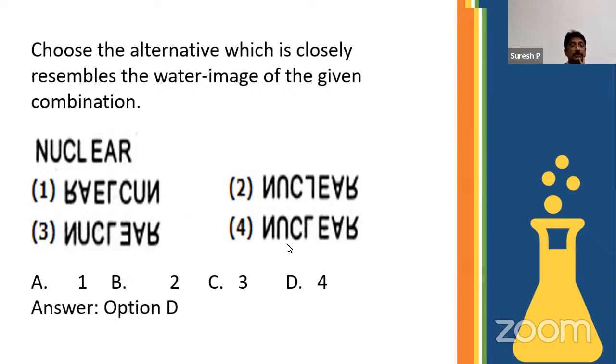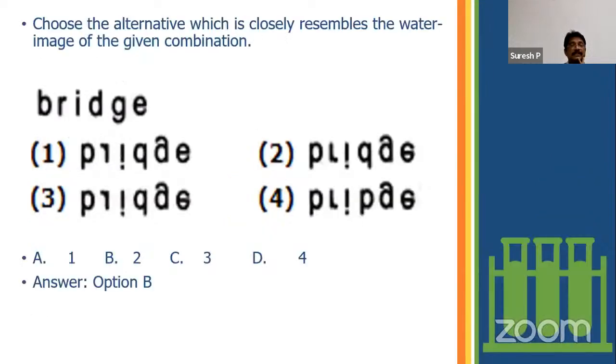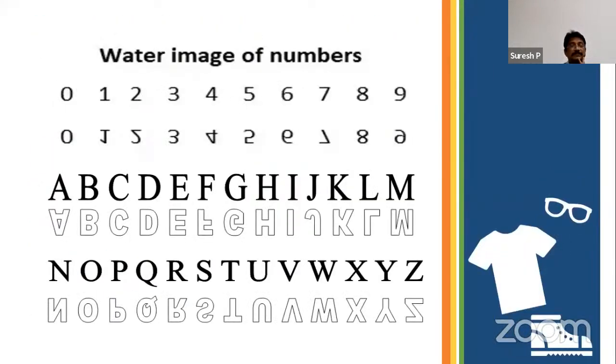Let me show those, nuclear. No, I will show that, nuclear. So the water image is N. See it. This is N inverted, correct?